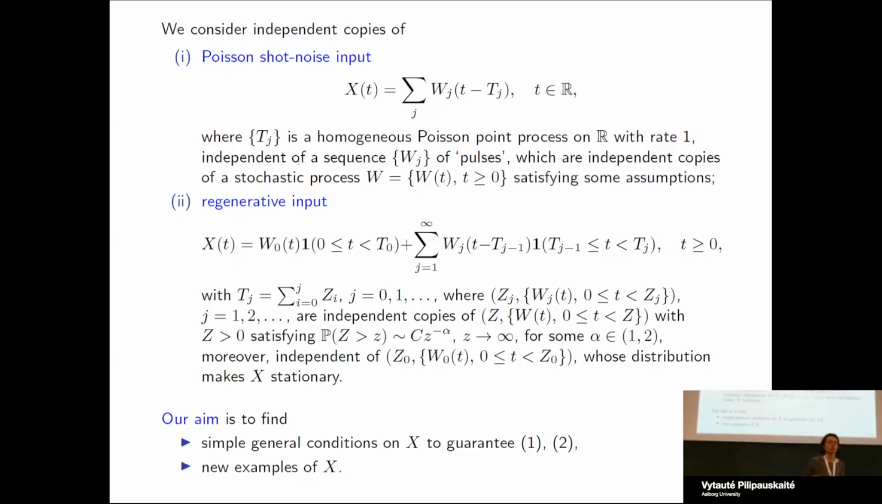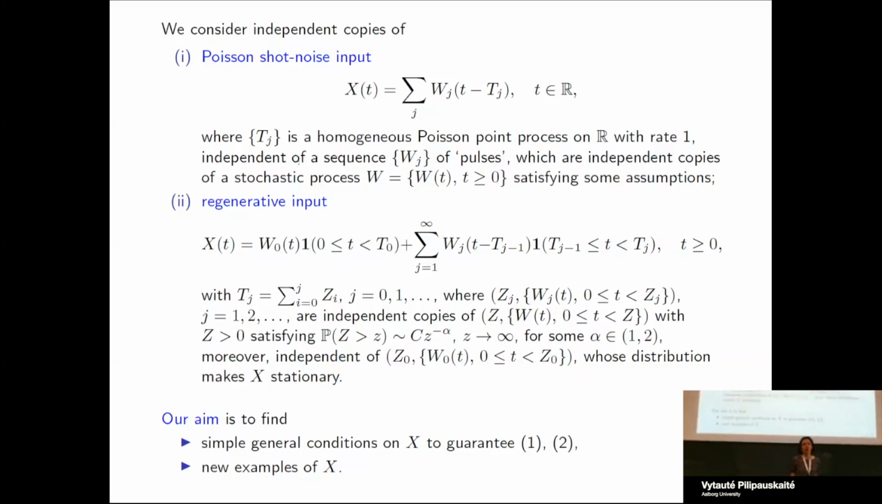The second class is regenerative input, where the times between arrivals are not exponential anymore, but follow the distribution of Z, which is Pareto-like with alpha between 1 and 2. The pulses also regenerate, so they get cut. They cannot overlap like in the first class; they get cut at the new arrival. And the choice of W0 and T0 is such that X is stationary.